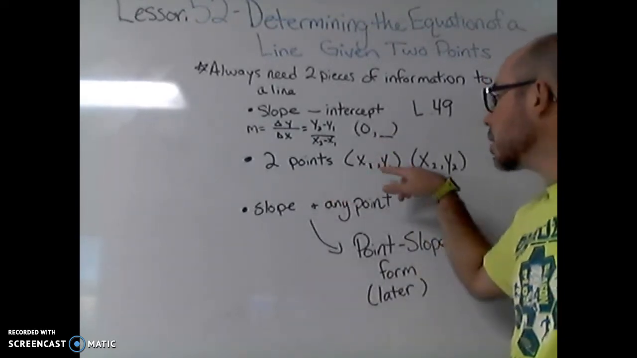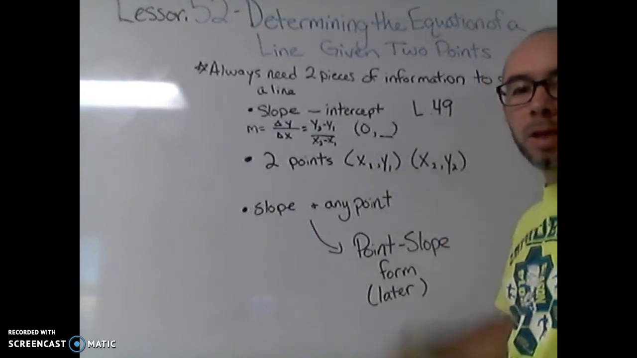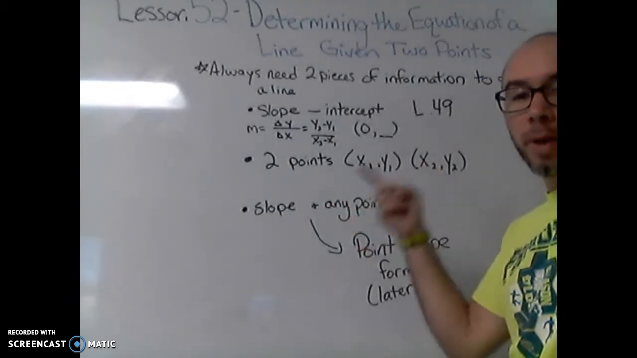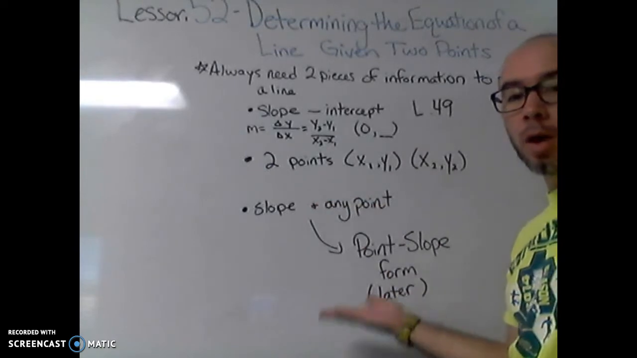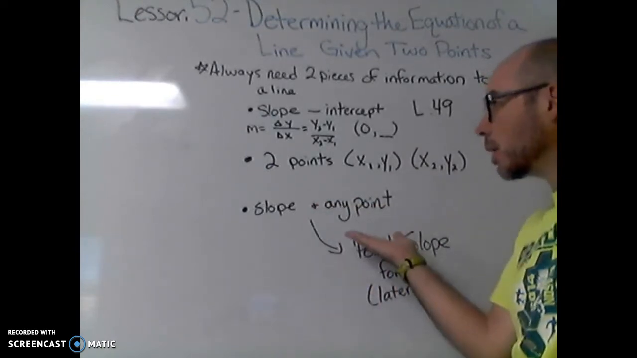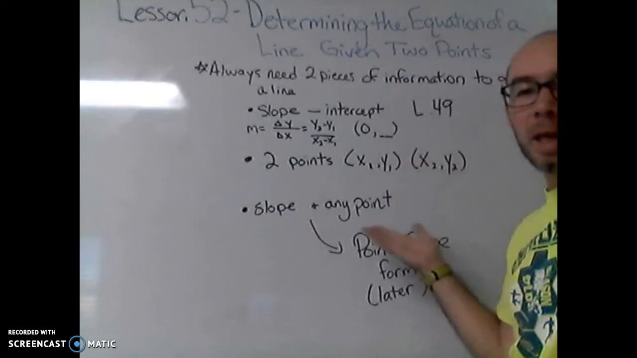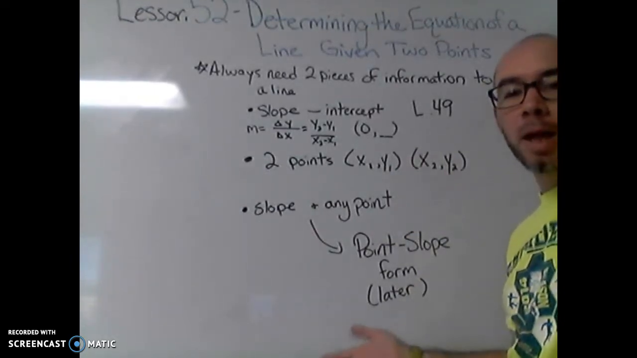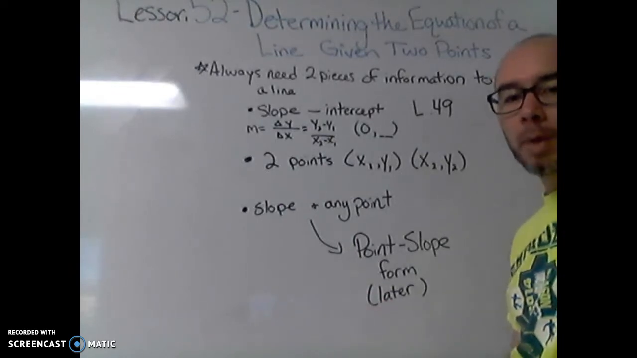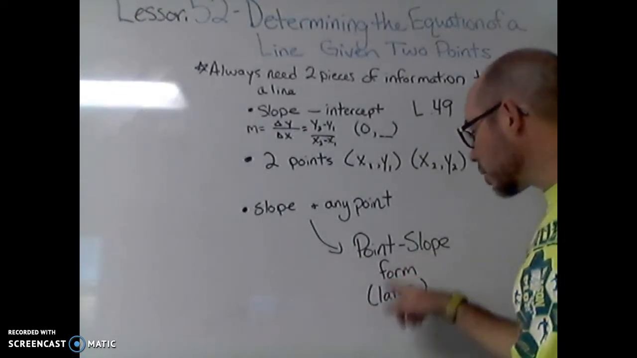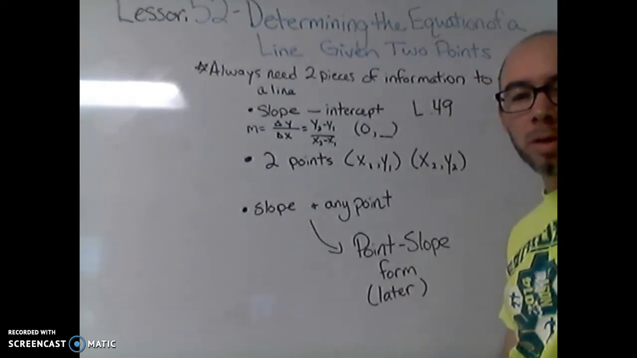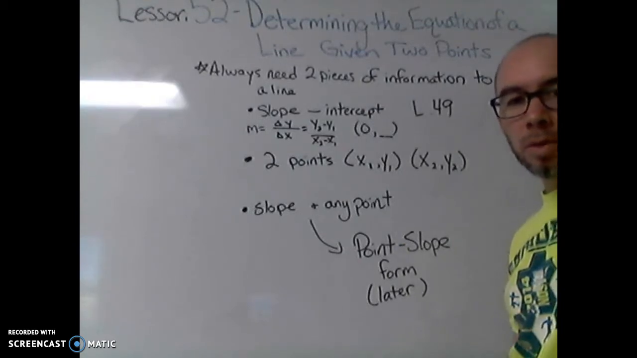Another way is that you just need 2 points. 2 points is enough for you to figure out the slope between them, and then you have the slope and 1 point. You have the slope and any point, because you know the line goes through that point at that slope. That's something we're going to look at today. It's called point-slope form. You'll write that down in your notes. You're going to use that on your test.